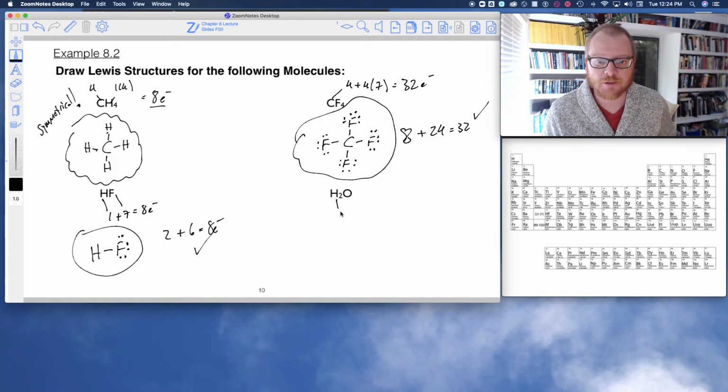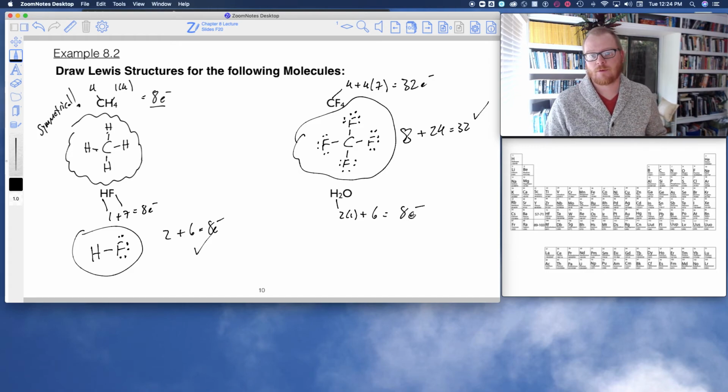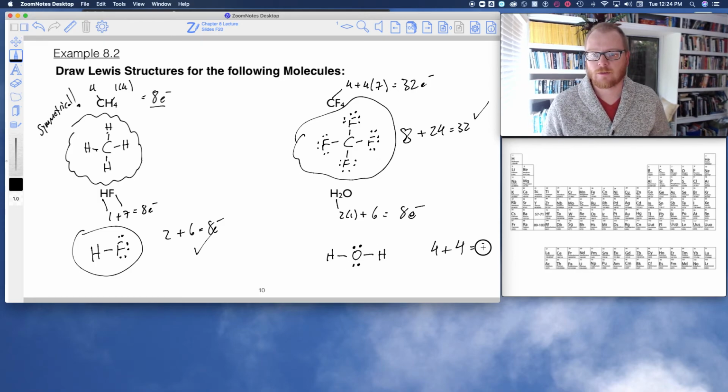So 1 electron for hydrogen, and there's 2. 1, 2, 3, 4, 5, 6 for oxygen. Okay, 2, 4 from the bond. Plus 2, 4 equals 8.